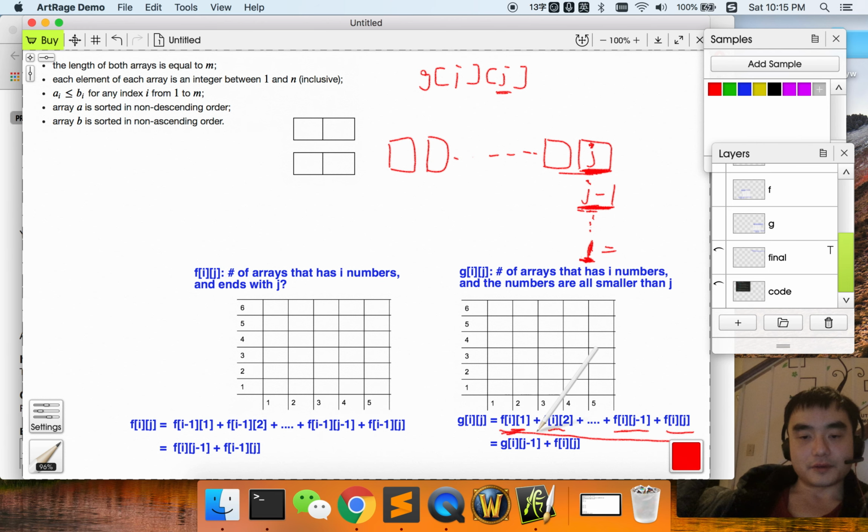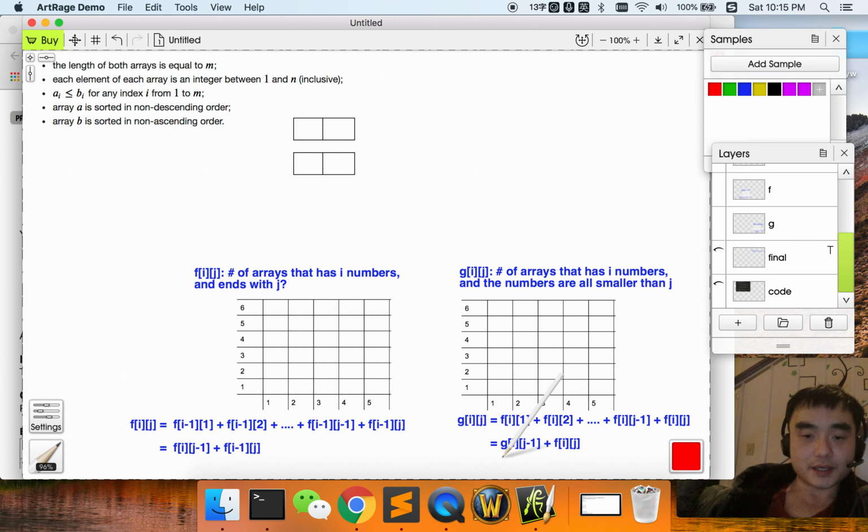And just like before, this part happens to equal to this part, right? Why? Because if we replace j with j minus 1, we will not have these two guys, right? J minus 1, right? So this guy equals to this guy. So we transform this part into this part, right? And this guy is still this guy, right? So we can get a simpler formula here, right? Gij equals to Gi j minus 1 plus Fij, right?